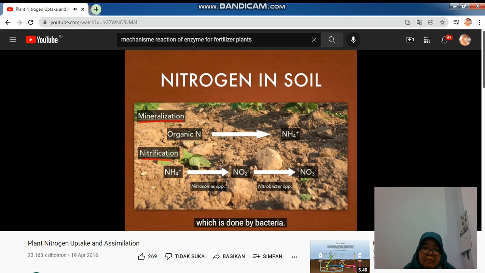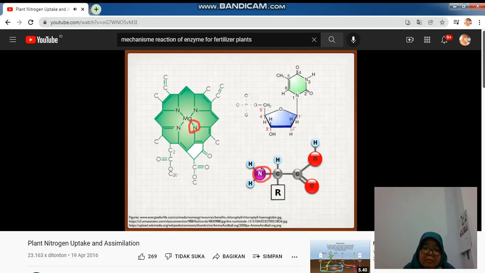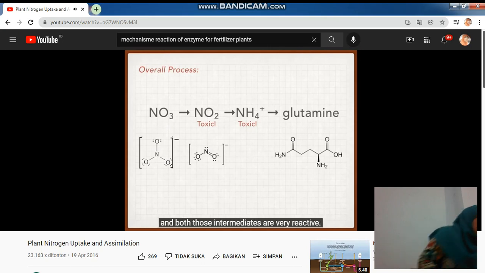bacteria. So we know that plants need nitrogen to make things like the chlorophyll molecule or DNA, but they also need it for amino acids. So I'd like to follow a nitrate molecule through the plant as it is converted into amino acid nitrogen. Plants take up nitrate and ammonium nitrogen through specialized membrane channels, and the conversion of nitrate involves two intermediates, and both those intermediates are very reactive.